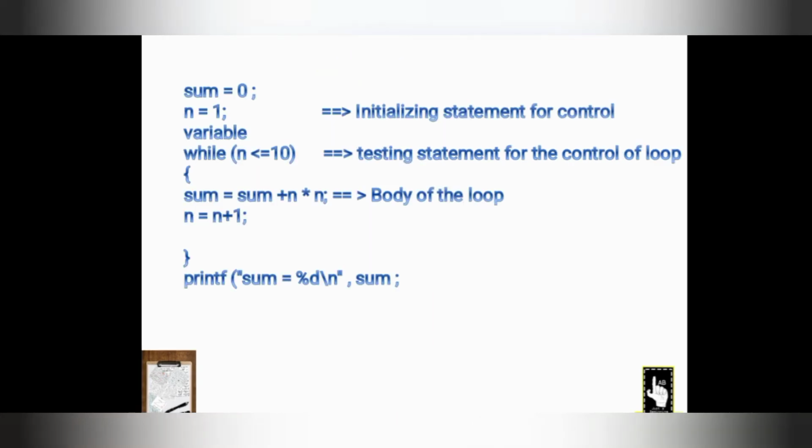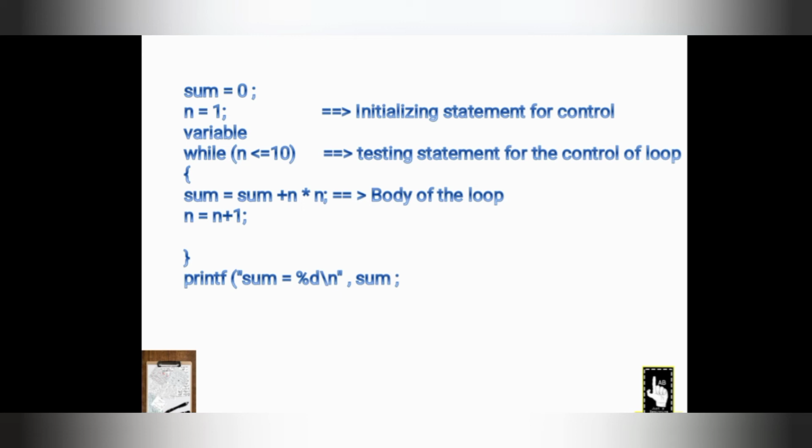As you can see on the screen, this small program: sum equal to 0, n equal to 1. And the while condition is n less than or equal to 10. So as long as n is less than or equal to 10, the statements within the body of the loop will keep on executing. So what happens during the first iteration?